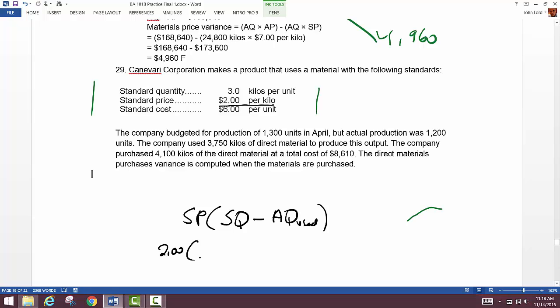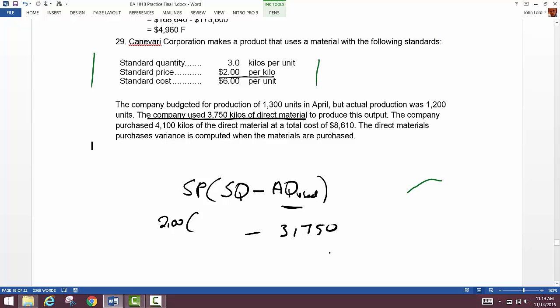Okay, then what? They used 3,750. Good. What's the standard quantity? What should they have used? Set it up for me. They're supposed to use 3 kilos per unit. And how many units? Production was 1,200. Good. So what's that give me? 3,600?